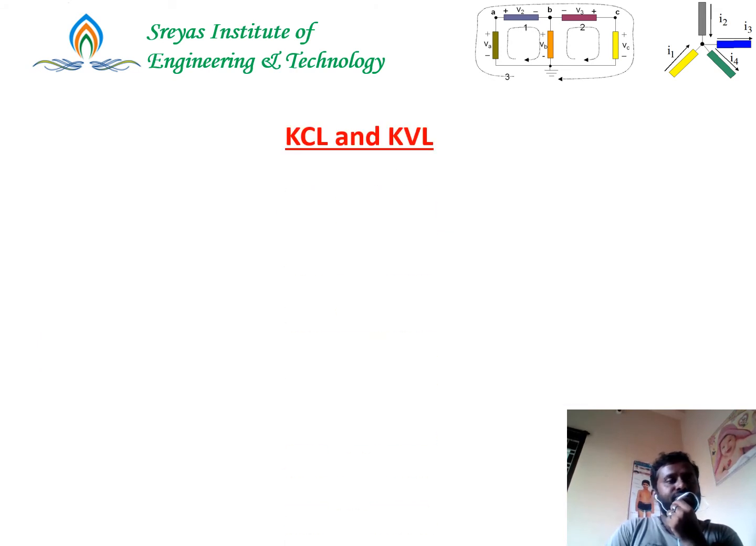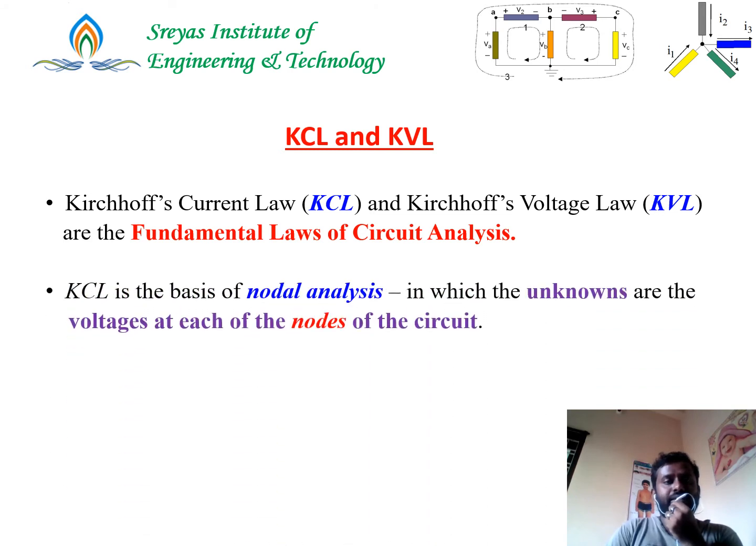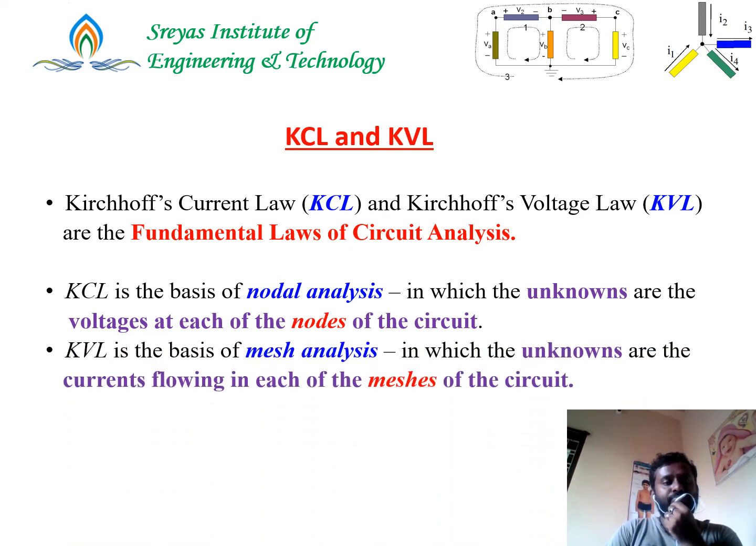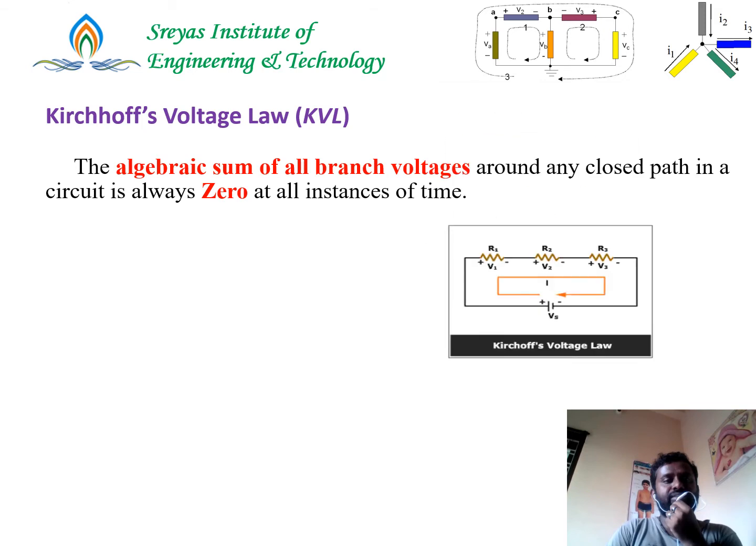Now what are Kirchhoff's current law and Kirchhoff's voltage law? We'll see the statements of that. Kirchhoff's current law and Kirchhoff's voltage law are the fundamental laws of circuit analysis. KCL is the basis of nodal analysis, in which the unknowns are the voltages at each of the nodes, and KVL is the basis of mesh analysis, in which the unknowns are the currents flowing in each of the meshes of the circuit. Kirchhoff's voltage law: the algebraic sum of all the branch voltages around any closed path in a circuit is always zero at all instants of time.